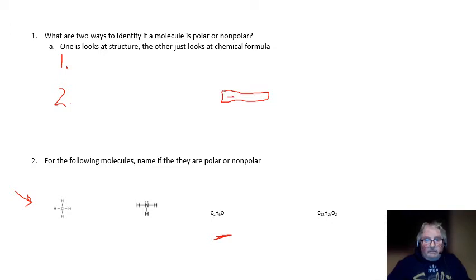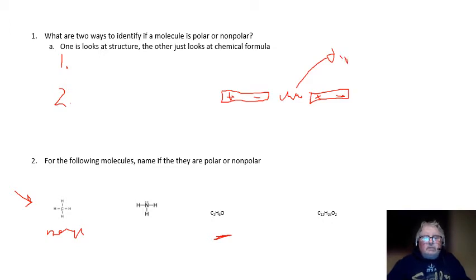Okay, so I have these four guys here. So let's see what these four are. These two here relate to the first one, given the chemical structure. What we do is we look at the center atom. So the center atom is carbon, and you notice it has the same things attached to it. They all have hydrogens attached to it, so this will be a nonpolar molecule.